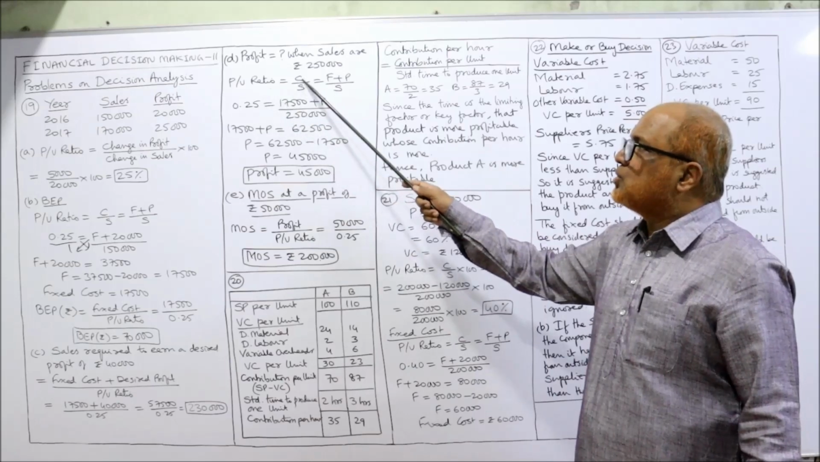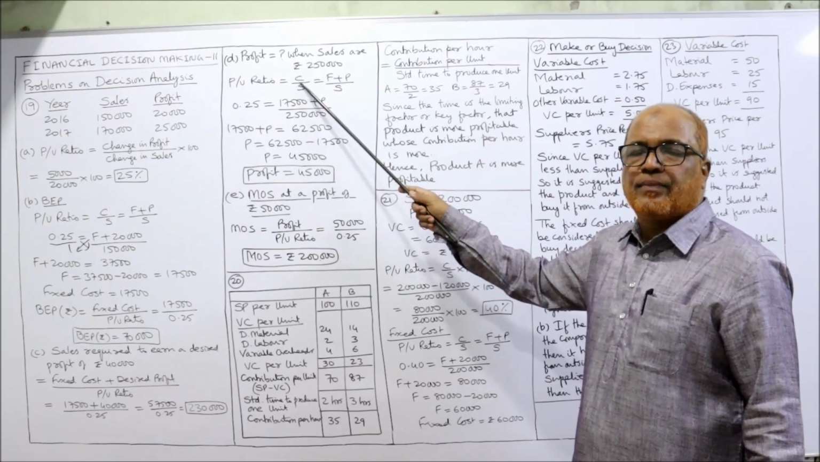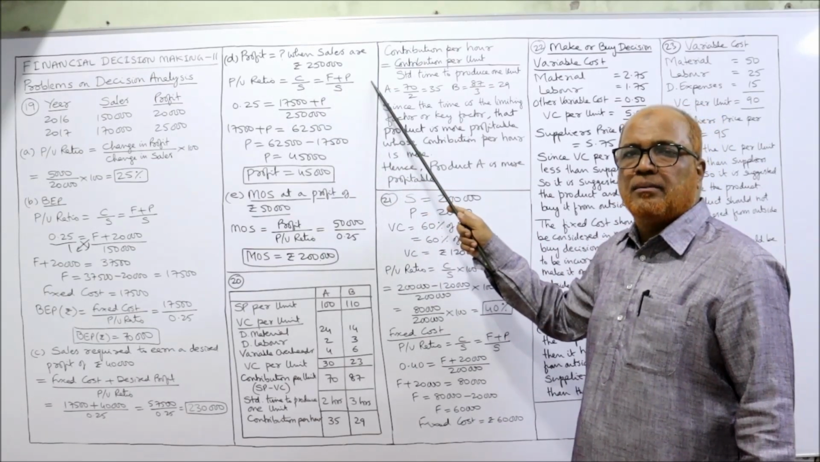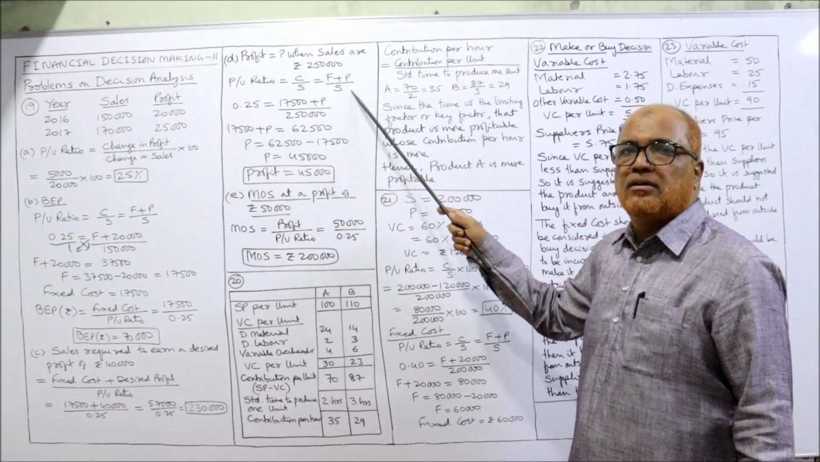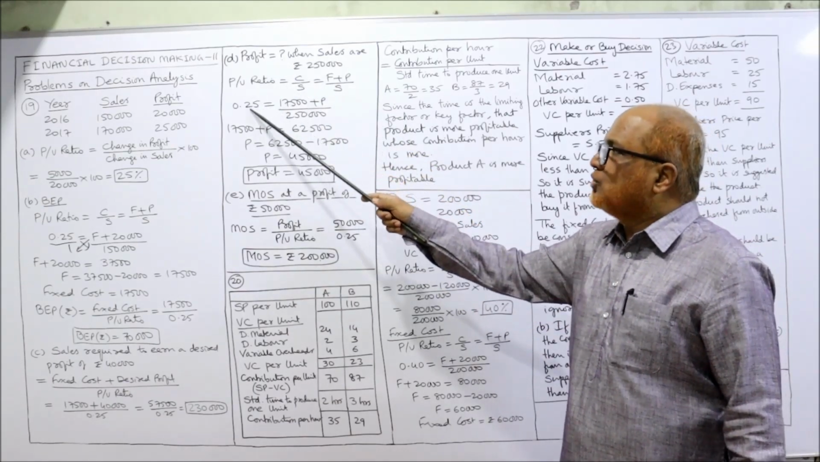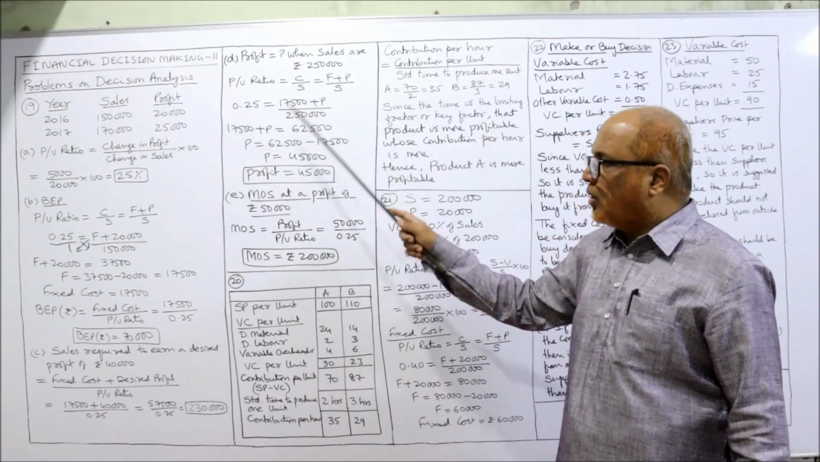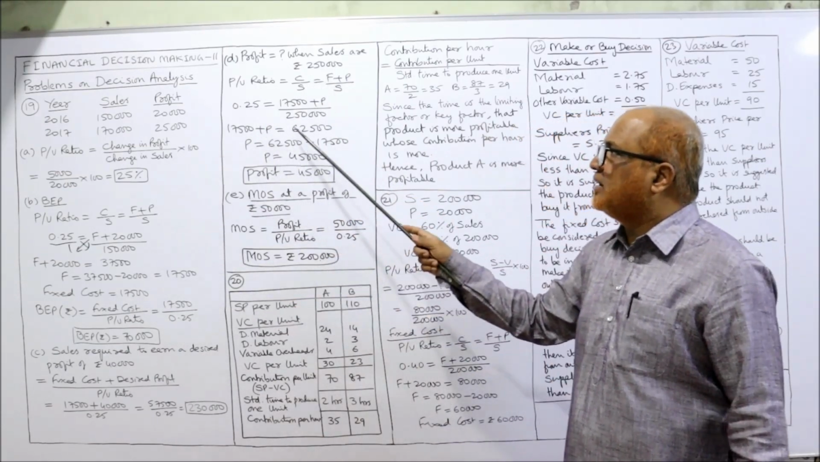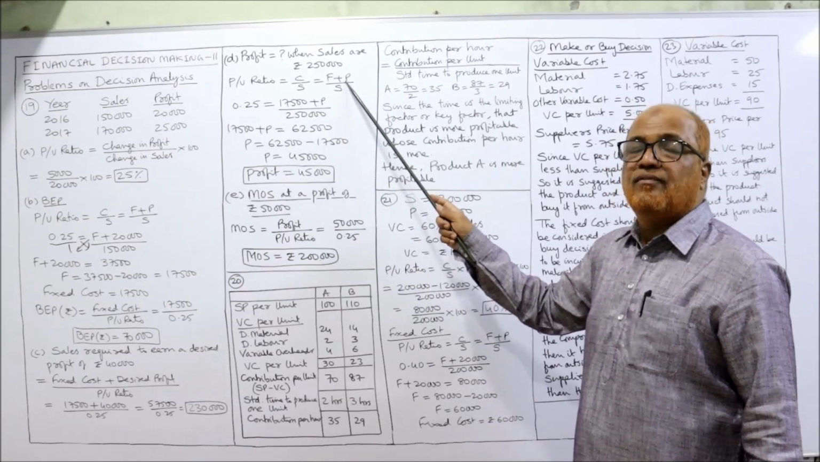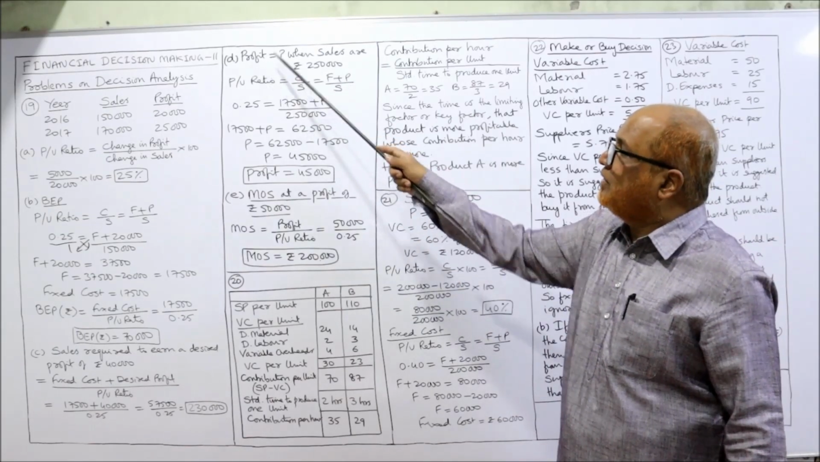So PV ratio is equal to C by S. In place of C, I am writing F plus P because I require profit, right? F plus P, PV ratio is 0.25. F, fixed cost, already we have calculated 17,500 is the fixed cost. Profit, we have to find out. What is the profit? We have to find out.